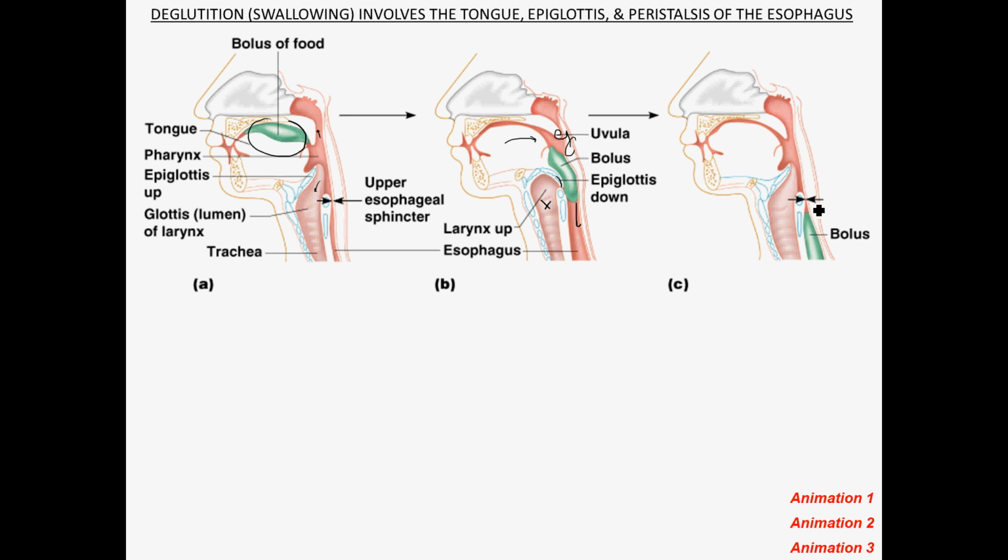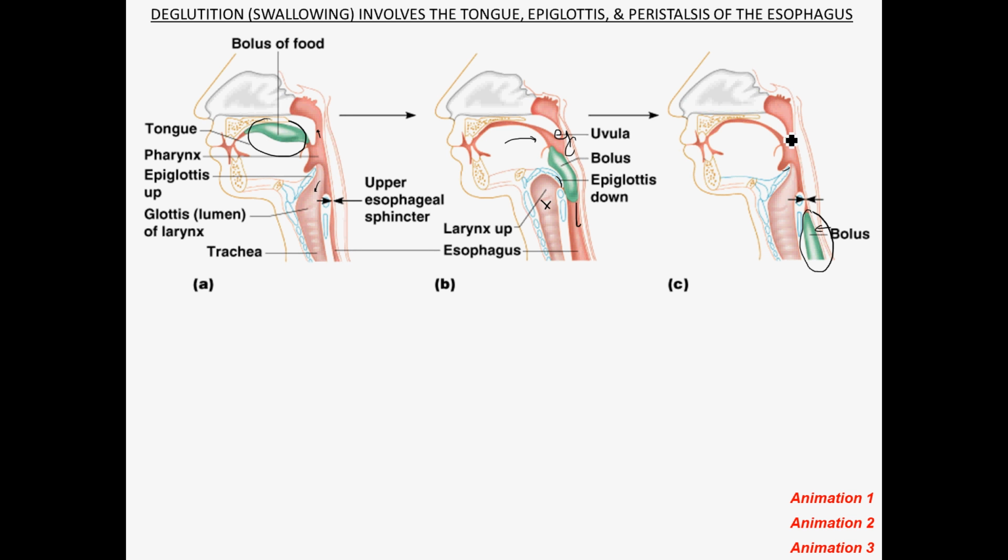And then as the food bolus passes down into the esophagus, the smooth muscle lining the esophagus will begin to contract in peristaltic rhythmic waves, and the epiglottis, you see, is returned back to its position, as well as the uvula and the soft palate.